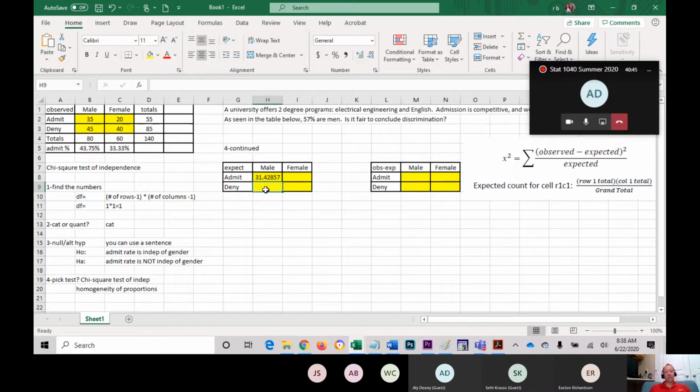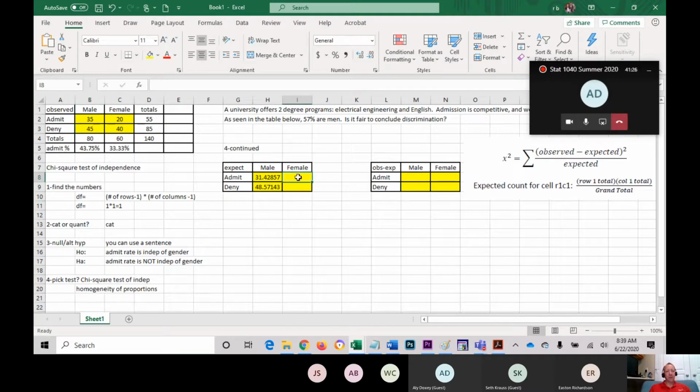Now, in the table, I'm in row 2, column 1. I'm going to modify this equation slightly: row 2 total times column 1 total divided by the grand total. Now, if it were independent, I would have denied 48.5 males from admission. I only denied 45.